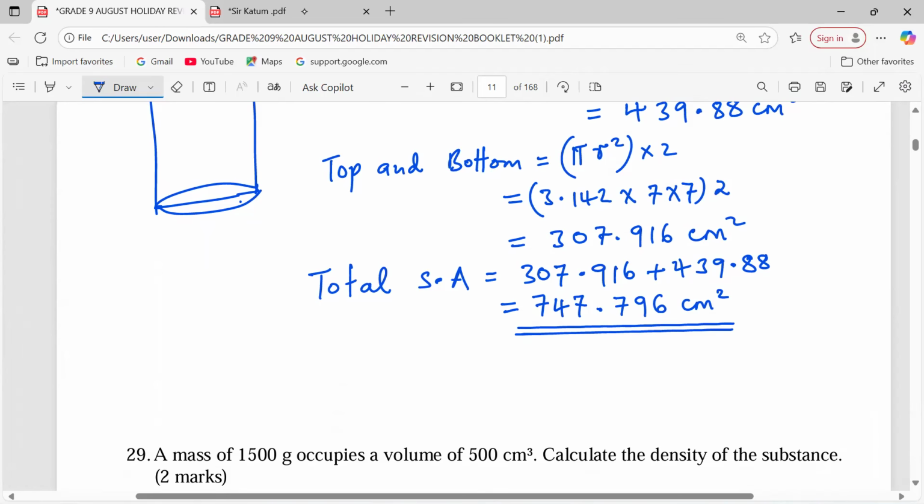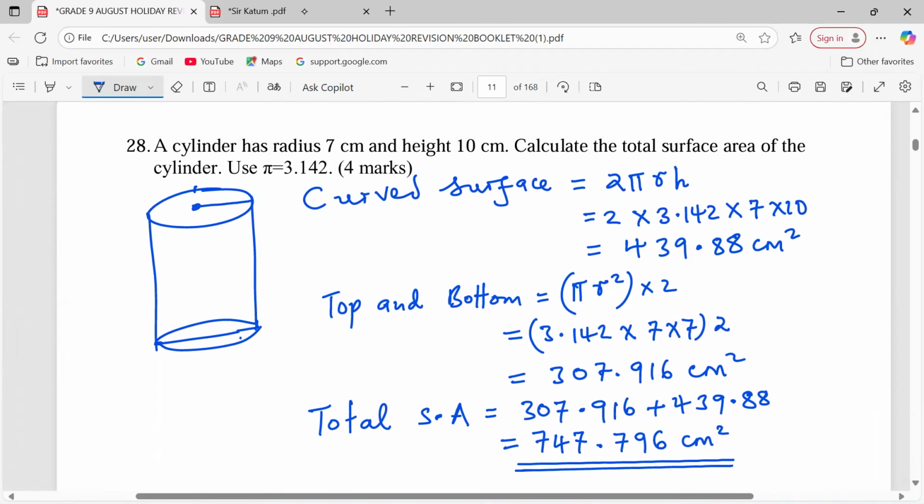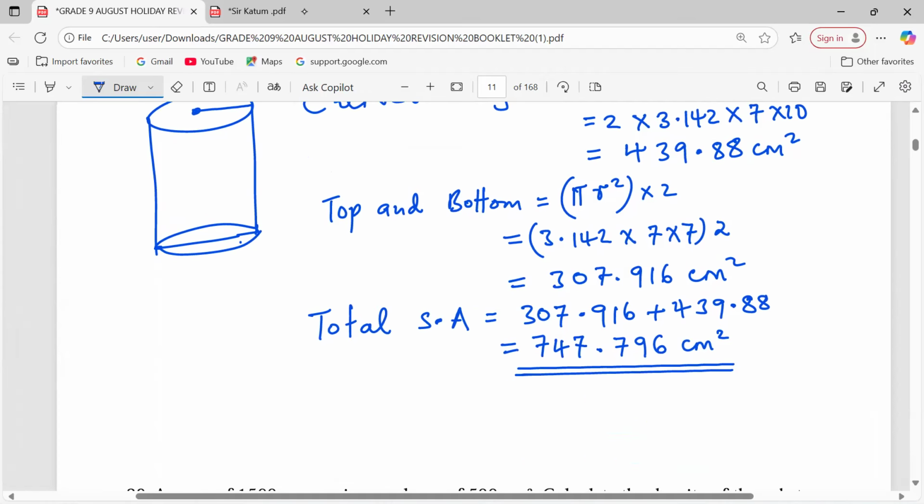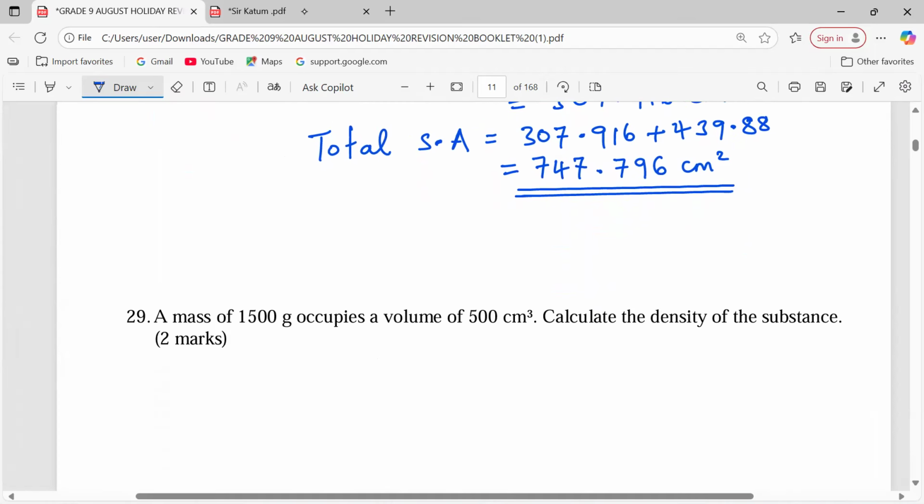See? So we are now having the total surface area. When it comes to the questions on measurement, I would encourage learners to ensure that they master all the formulas, when to apply them and how to apply them. Master how to substitute at every level in your questions. Now we have to proceed to the next question.